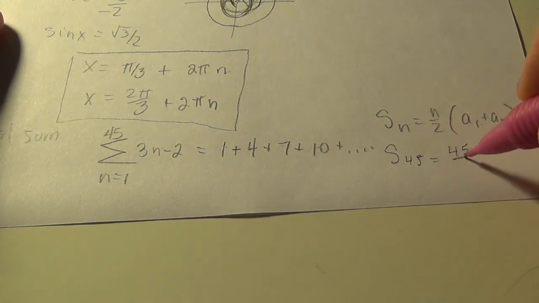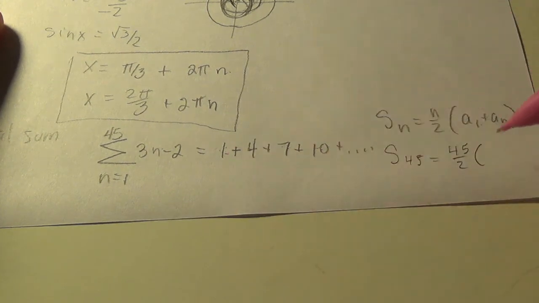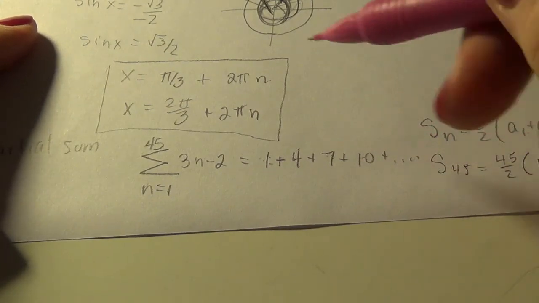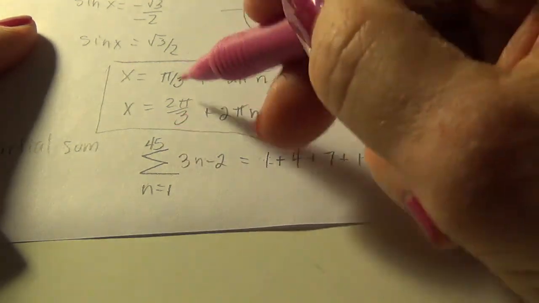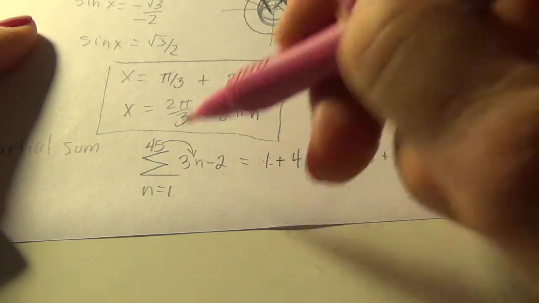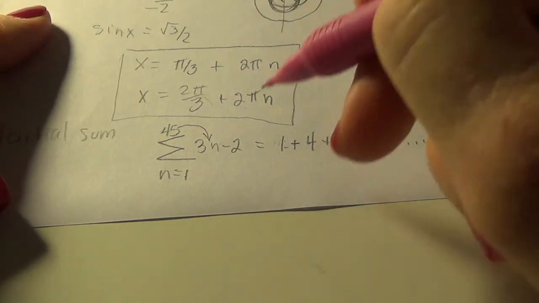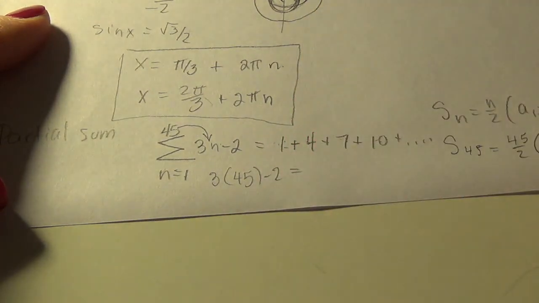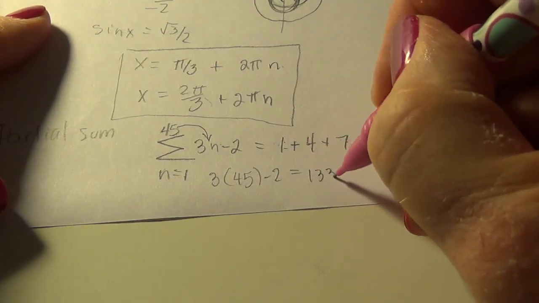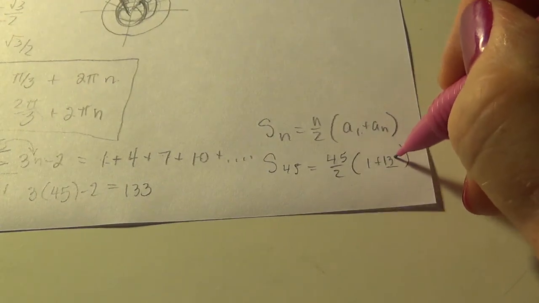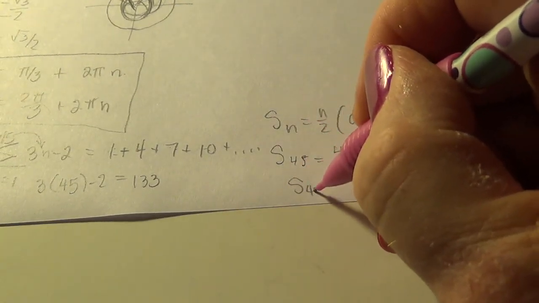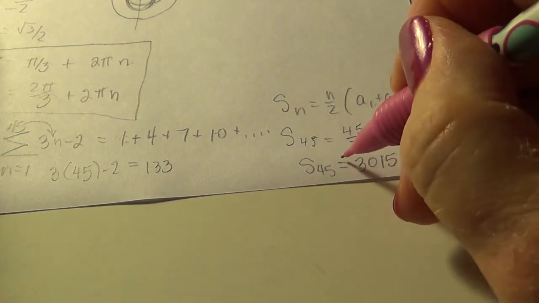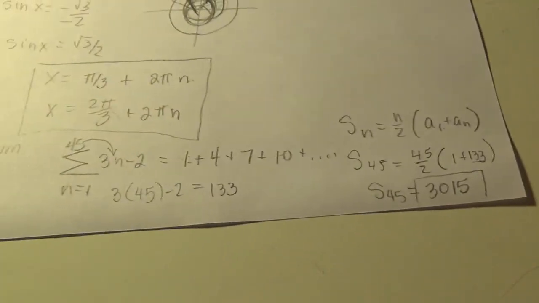45 terms. The first term is a 1, but what is the last term? Well, I didn't want to go out 45, but I know on the 45th term I'll be putting in 45 into that expression. So what is 3 times 45 minus 2? And hopefully that makes sense to you, that that's the last term. It comes out to 133. So when I plug all that in, I get 3015. And I am so happy with that.